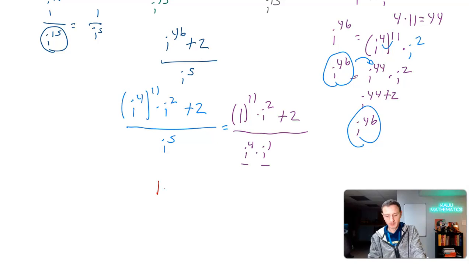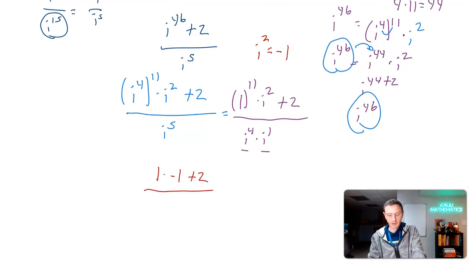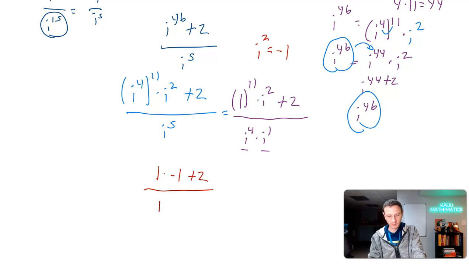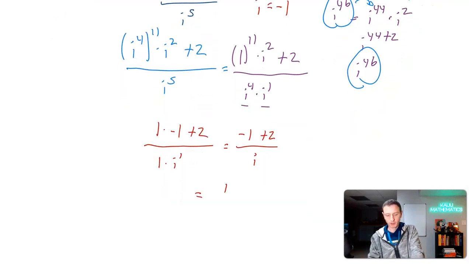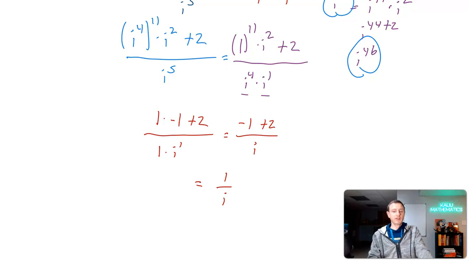So it's 1 times i squared, which is -1. So it's -1 plus 2 over, and then i to the 4th is 1 times i to the 1st. So we have -1 plus 2 over 1 times i, which is i. -1 plus 2 is 1 over i. And then from here, we're actually not done because we have i in the denominator. So we want to rationalize that. So I'm going to multiply by i now, both top and bottom.